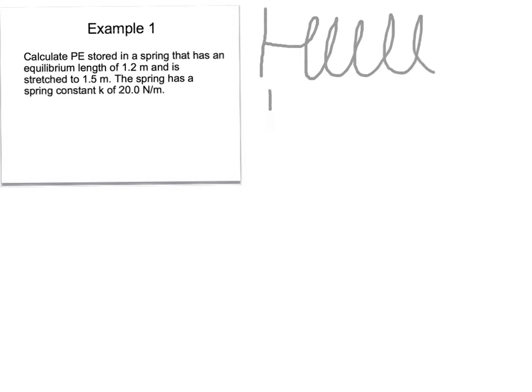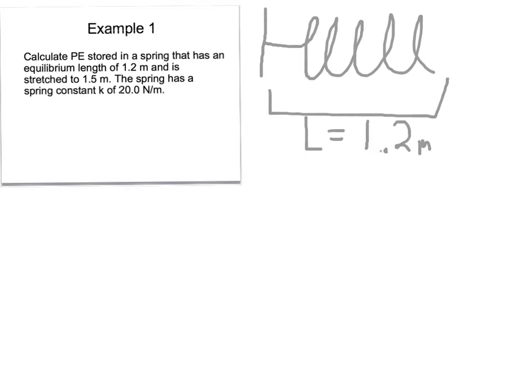All right, first example. Calculate potential energy stored in a spring that has an equilibrium length of 1.2 meters and is stretched to 1.5 meters. The spring has a spring constant k of 20 newtons per meter. So let's just draw a little picture here first to think about what's going on. So I have this spring, and when nobody's touching the spring, its equilibrium length, so the length it prefers to be at, is 1.2 meters.